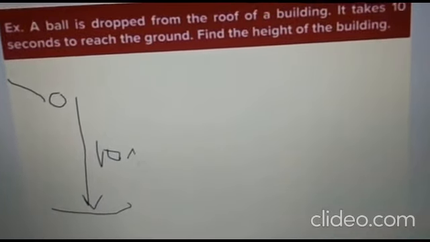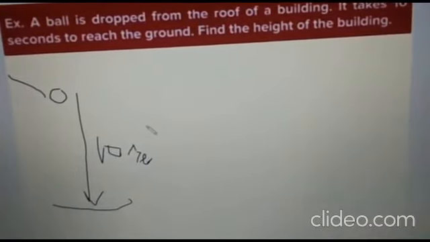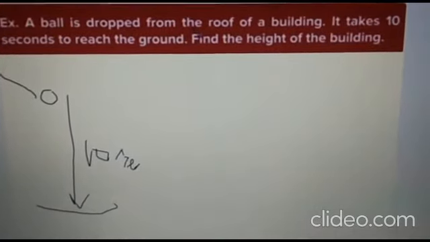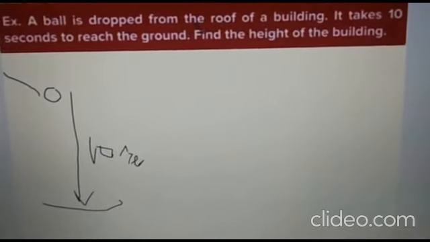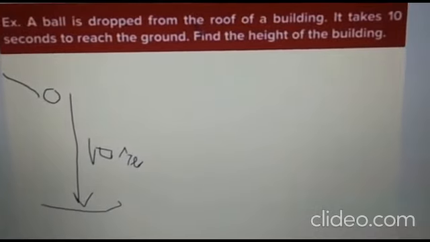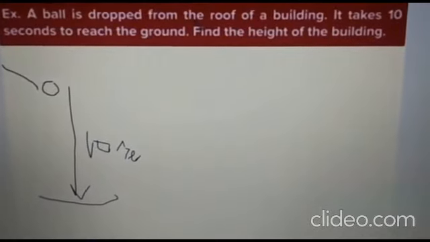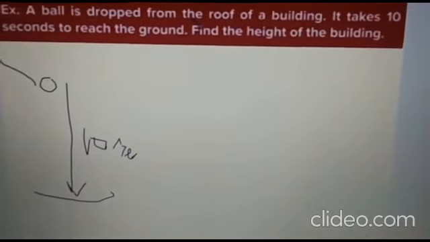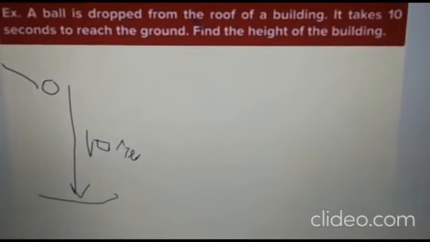We have to find the height of the building. I told you that air resistance and buoyancy act on an object when it is not in vacuum, but sometimes we ignore these two forces because they are very small. So we can say it is free fall, because we are ignoring both forces, and the force acting is the gravitational force.